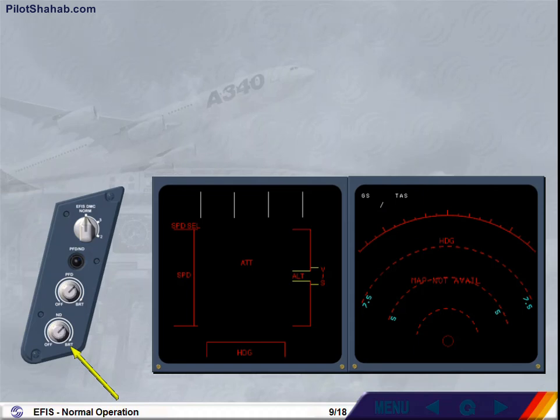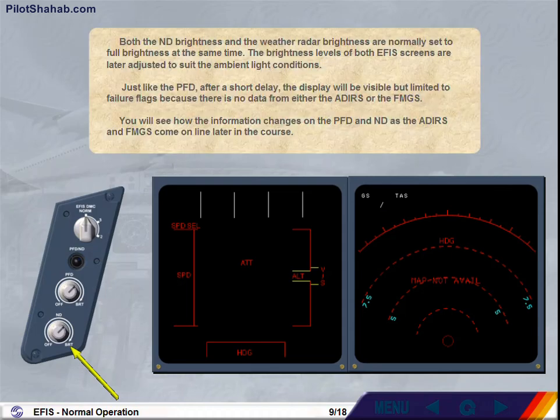Just like the PFD, after a short delay, the display will be visible but limited to failure flags because there is no data from either the ADIRS or the FMGS. You will see how the information changes on the PFD and ND as the ADIRS and FMGS come online later in the course.